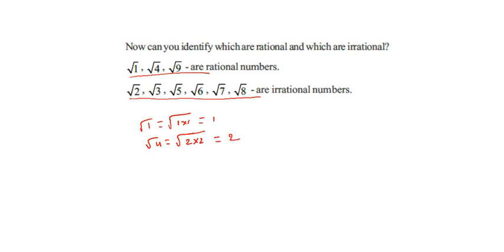Hence it is also a rational number. Root 9 is also a rational number. How do you write this one? 3 into 3. Then what do you get? 3. So this is also a rational number. What about root 2? It is not possible to write it as the product of two equal factors. Root 3, root 5, root 6, root 7, root 8, these are all called irrational numbers.